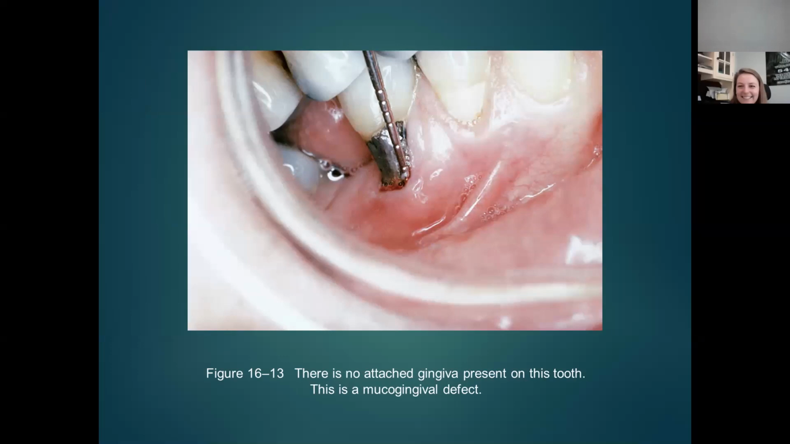But the probe reading here: this is the 5 millimeter mark, so this is the 3 millimeter, 2 millimeters. So you've got 2 millimeters of probing depth. Gee, that doesn't sound bad, does it? But look at where that gingival margin is compared to where that mucogingival line is. That's why you always want to look. You could have a 2 millimeter probing depth with a 2 millimeter CAL here, from the gingival margin to the mucogingival line a 6 or 7 millimeters, whatever, and that is a mucogingival defect.